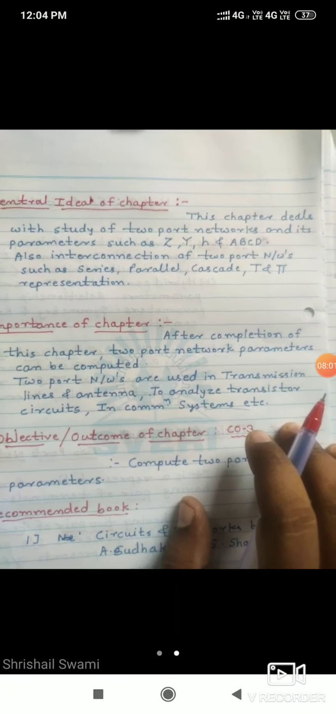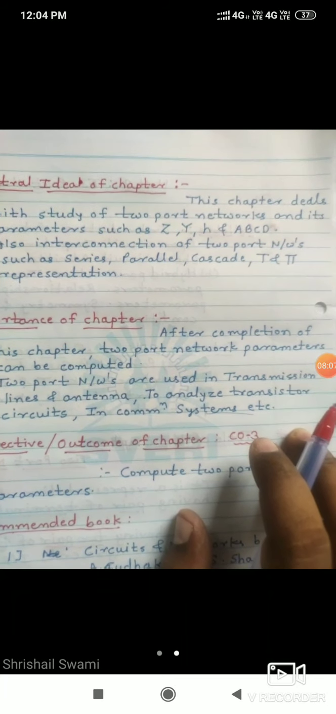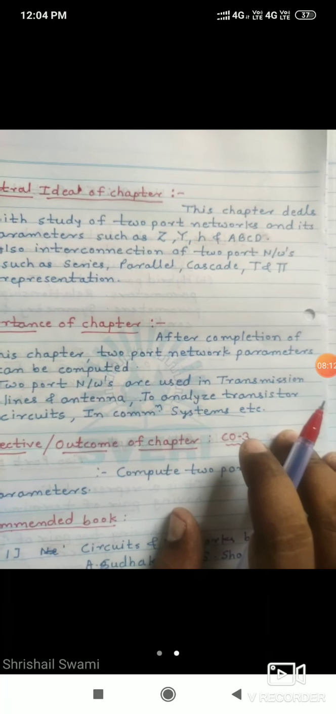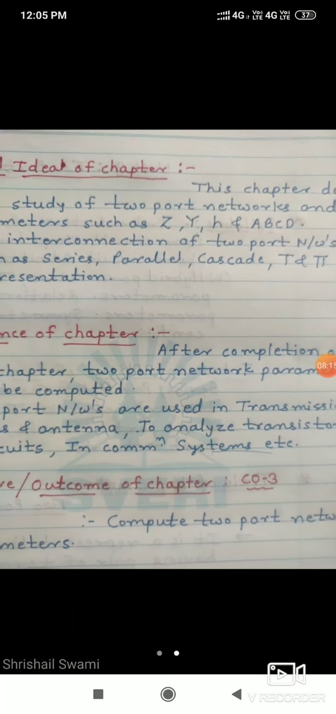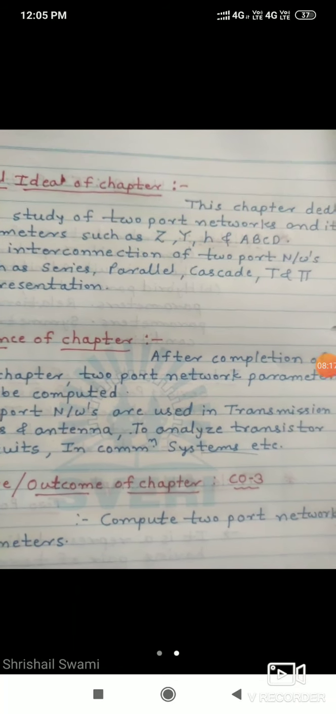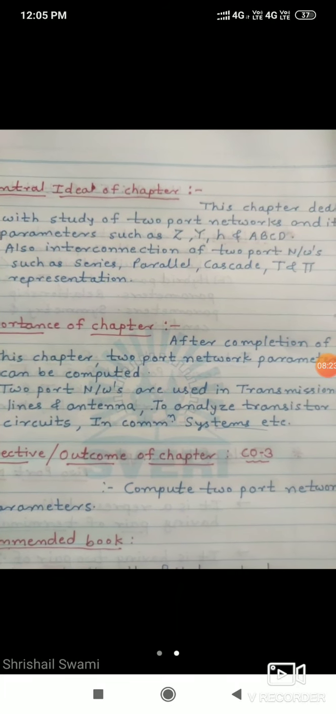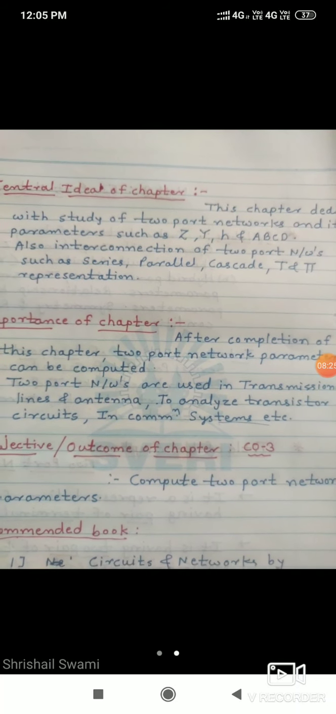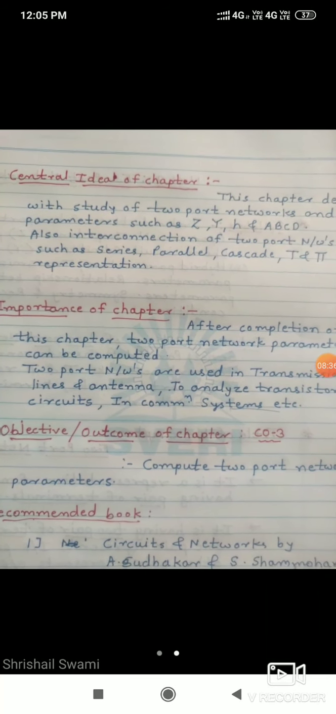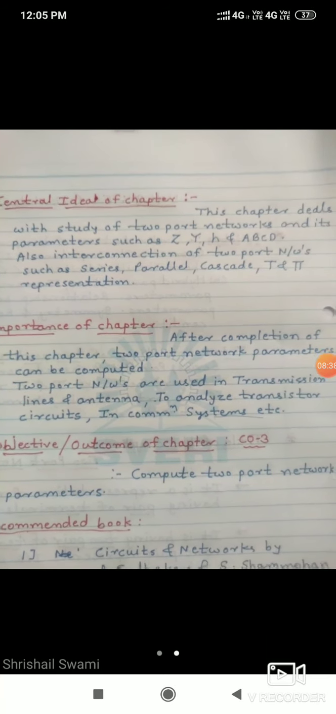This chapter deals with the study of two-port networks and its parameters, such as Z parameters, meaning impedance, Y parameters, meaning admittance, H meaning hybrid parameters, and ABCD parameters, meaning transmission parameters. These four parameters we are going to learn in this unit. After that, we are going to learn interconnection of two-port networks, such as series connection, parallel connection, cascade connection. Then two different representations are there, T and pi. Terminated networks we are going to learn. We are going to learn applications too. So this is the central idea of the chapter.